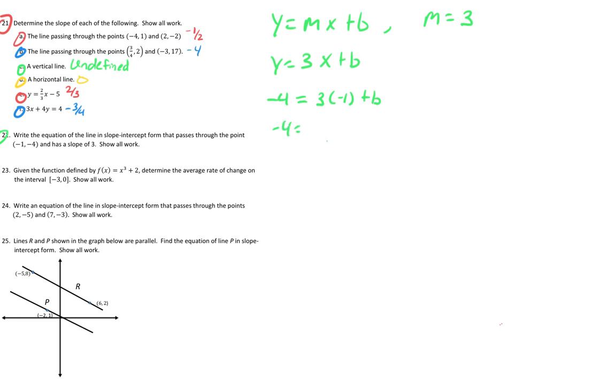So you get -4 is equal to -3 plus b. Add 3 to both sides. -1 is equal to b. Now that we have both our m and b, we can put it into the slope-intercept form.